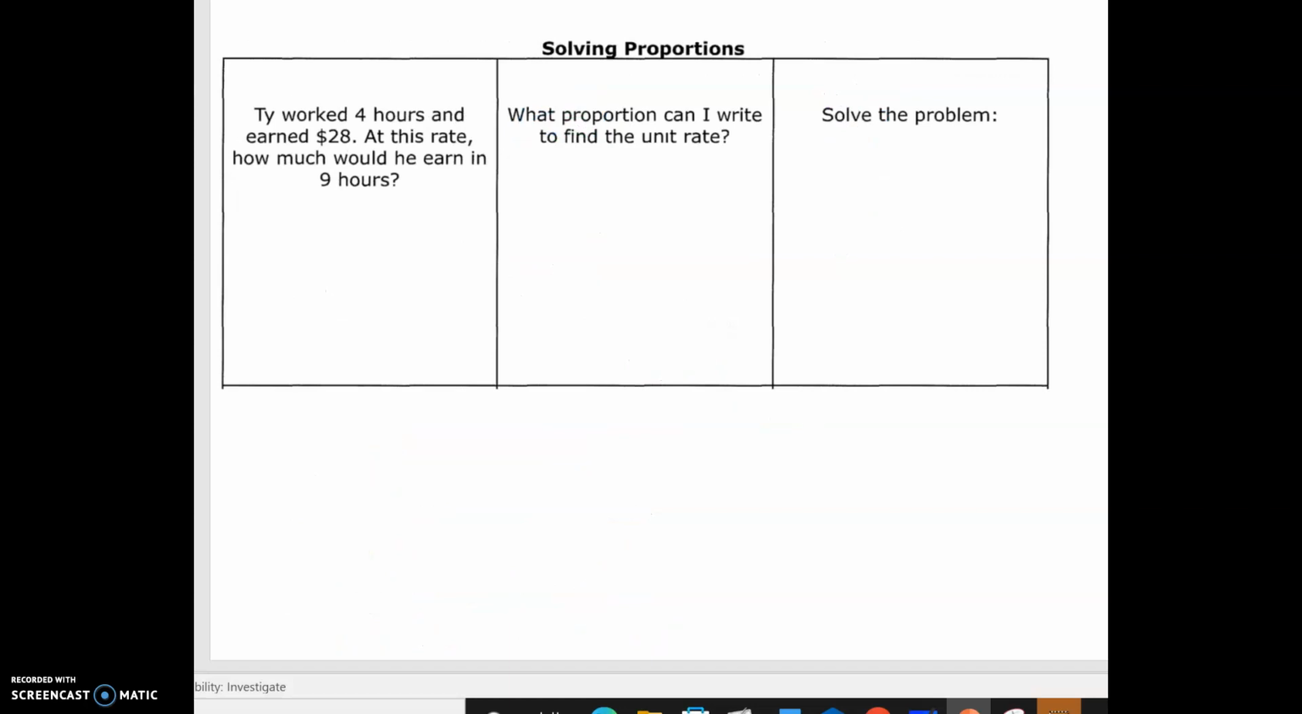So it says Ty worked 4 hours and earned $28. At this rate, how much would he earn in 9 hours? So if you look at the first box, it says, what proportion can I write to find the unit rate? Well, we're going to use our units, know, and want to know proportion. So units equals what we know equals what we want to know. So our units here are dollars per hour this time. So we know $28 for 4 hours.